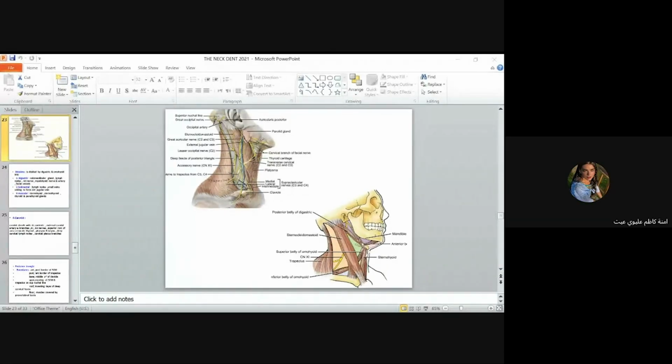Internal jugular vein starts from inside the cranial cavity. It starts from there, collects blood from the brain, and then descends in the carotid sheath. The external jugular is formed by the union of the posterior division of the retromandibular vein, which emerges from the parotid, if you remember, together with the posterior auricular vein, forming the external jugular vein.